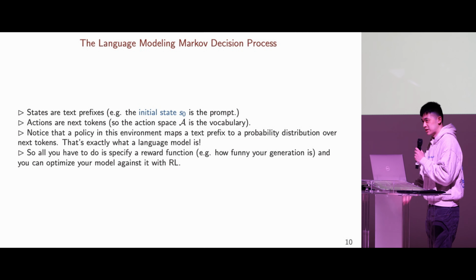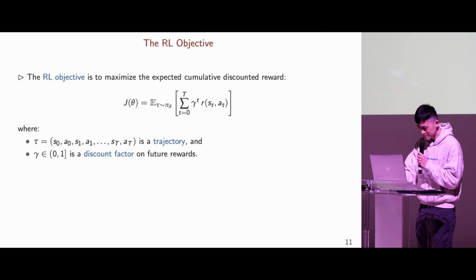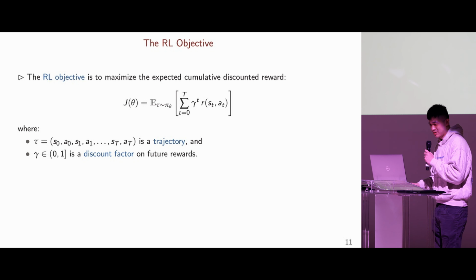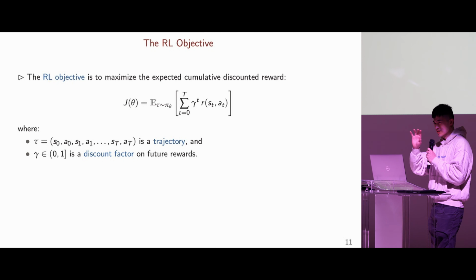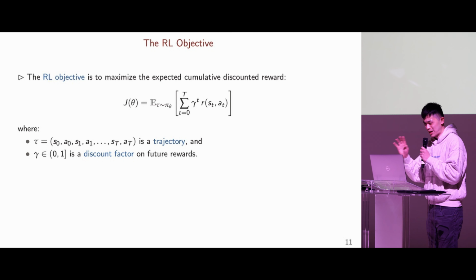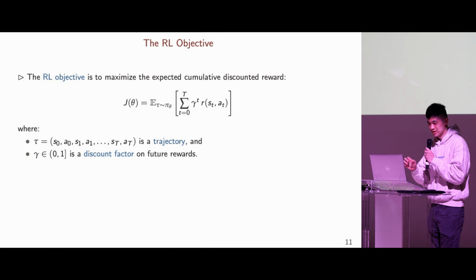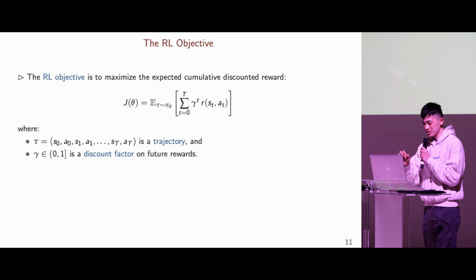So all you have to do is specify your favorite reward function, say how funny your model's generation is, and you can optimize your model against it with reinforcement learning. So we can take a look at the RL objective. Let's say you've decided your favorite reward function. The RL objective is simply to maximize the expected cumulative discounted reward over time. And the special thing about this is the expectation part. This is the expectation taken over the policy.